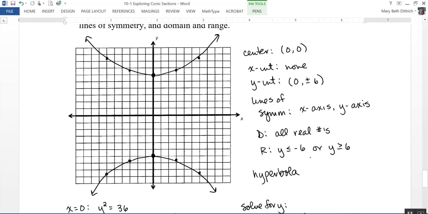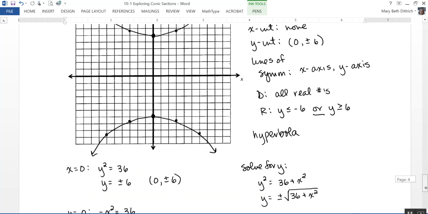My range, notice this is a compound inequality. y can be any value that's less than or equal to negative 6, and I need to use the word or in there because I want both parts. y can be any value greater than or equal to a positive 6.